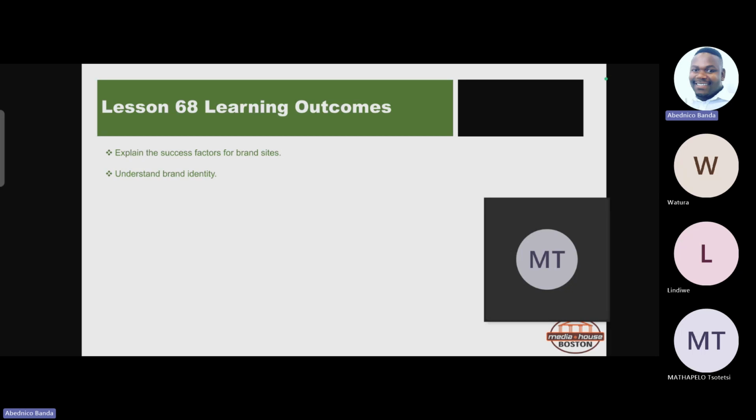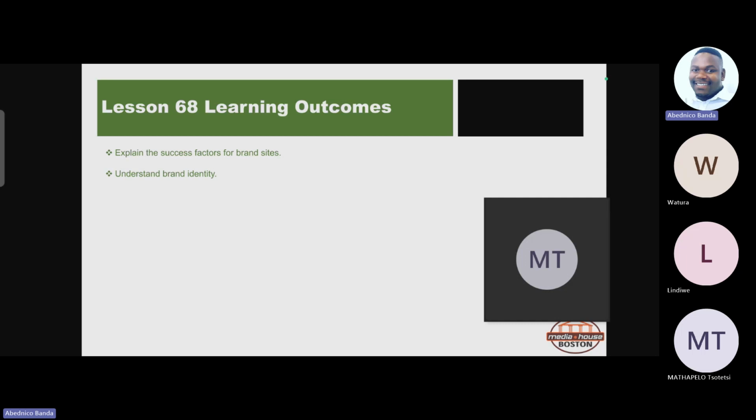These are crucial because we see most brands fail whenever they occupy the digital space. You go to their sites, there's no engagement, everything is just dull. What is it that they're not doing well in terms of their digital marketing strategies? We also see a lot of brands failing in terms of identity.